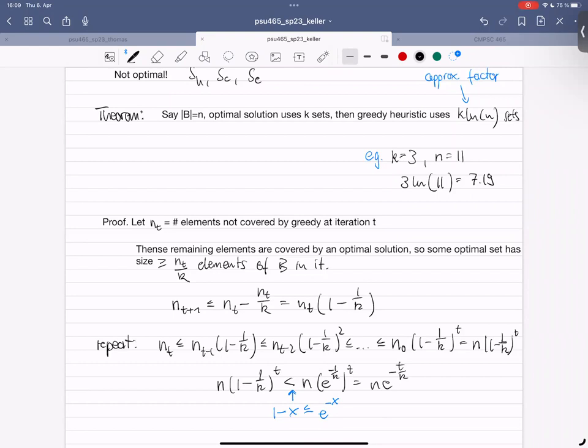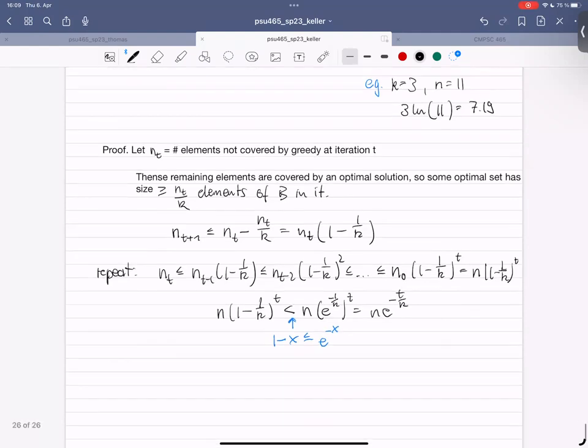And when does our algorithm terminate? When that number drops to below one. So if there's less than one element uncovered, meaning nothing is uncovered really, then the algorithm will terminate. Okay. And when does this happen? Whenever the right-hand side here, this term, is equal to one or smaller. So if n_t is strictly smaller than one, then the algorithm terminates.